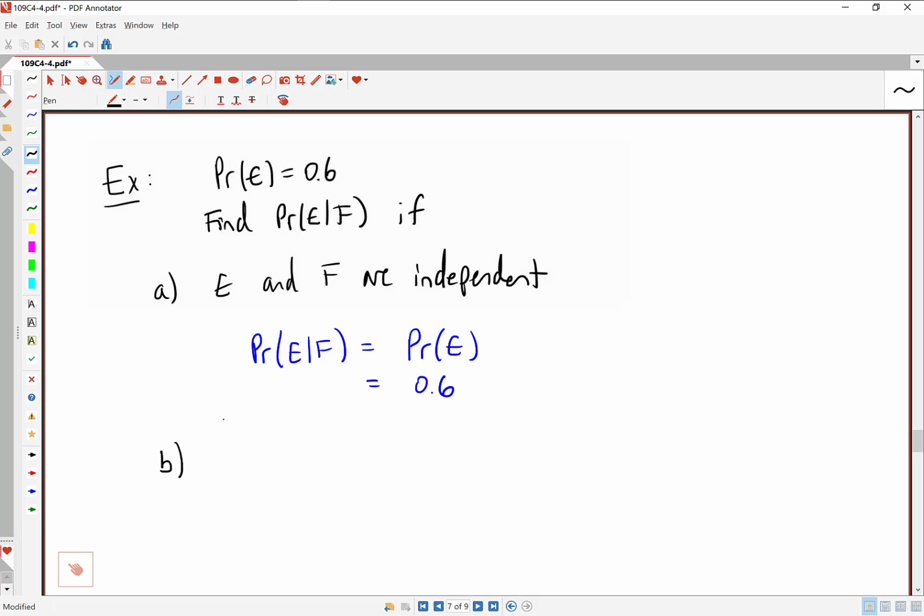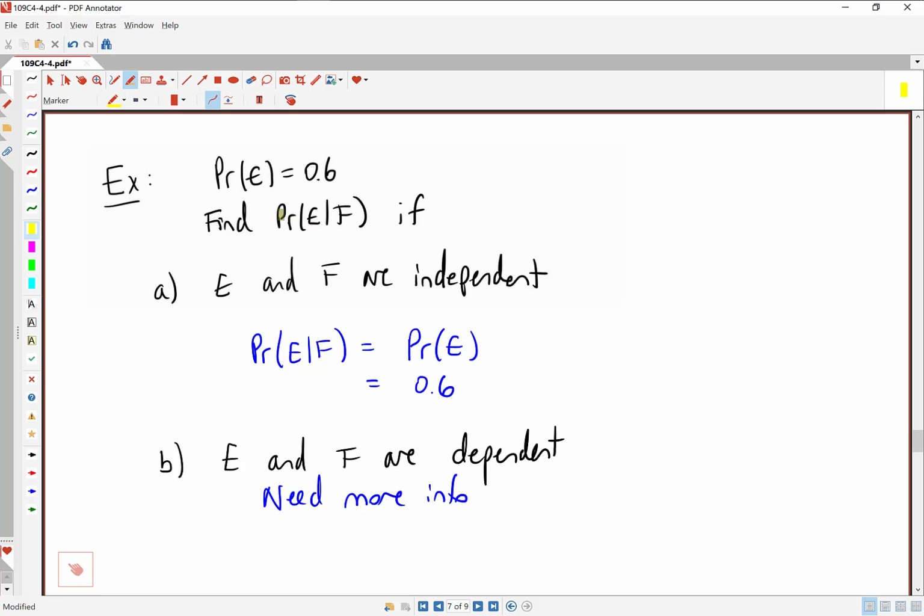Now let's do a part B and say find the probability of E given F if E and F are dependent. So think of E and F as being events that affect each other, maybe weather on different days or prices of a commodity on different days, for example. We don't know exactly how these two events, E and F, are going to affect each other. So we cannot find the probability of E given F, at least not without more information. So let's say need more info. We cannot figure out the probability of E given F because we don't know exactly how F is going to affect E.